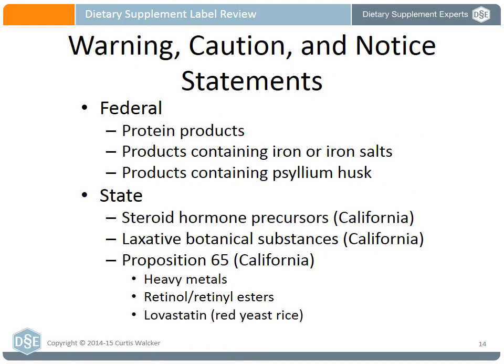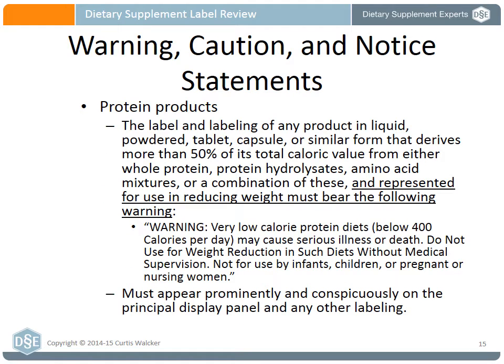The warning, caution, and notice statements that we are going to learn about are those that are federally required, including those for protein products, products containing iron or iron salts, and products containing psyllium husk. We will also cover statements required on certain types of products sold in the state of California. These include products containing steroid hormone precursors, products containing laxative botanical substances, and products containing chemicals from California's Proposition 65 list. For protein products, there are three statement variations.